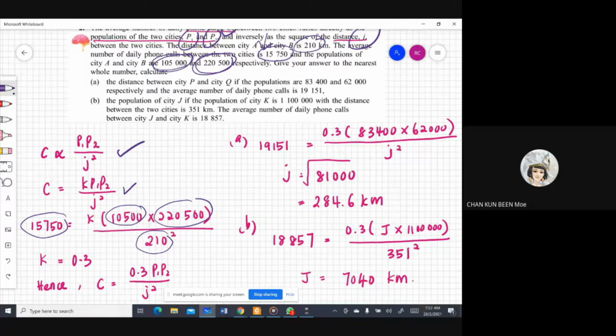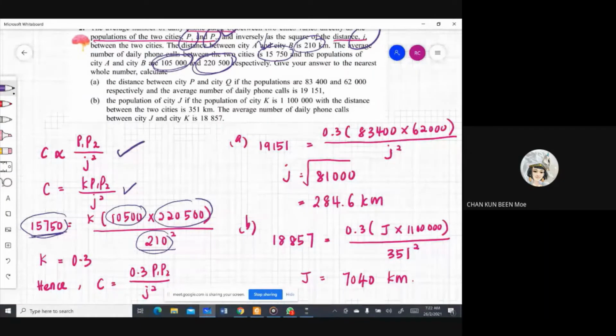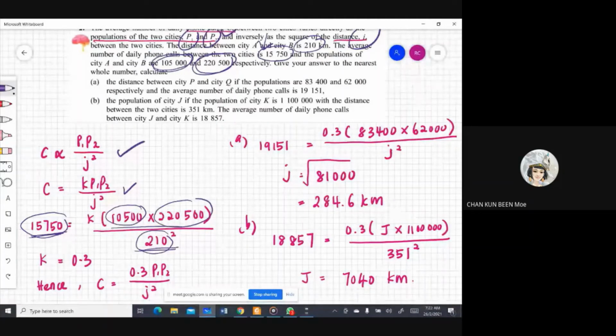So the value of K is 15750 multiplied by 210 squared divided by 10500 times 220500. Okay, so hence C is equal to 0.3 P1, P2 over J2. That is the formula that we get from the calculation. Okay, now we can answer the A already since you already got the formula.